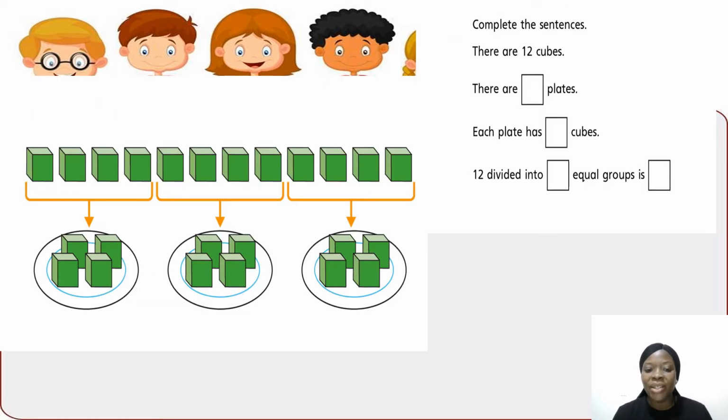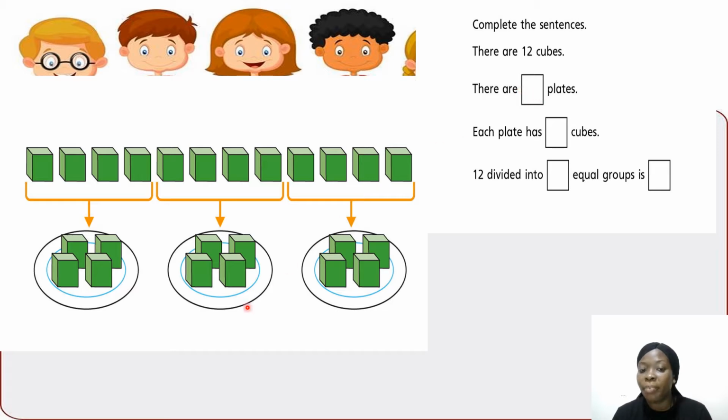Now we are asked to complete the sentences using this representation over here, using this drawing given to us here. Now, there are 12 cubes. How do we know there are 12 cubes? Let's count all the cubes together. 1, 2, 3, 4, 5, 6, 7, 8, 9, 10, 11, 12. So they are right. There are 12 cubes.